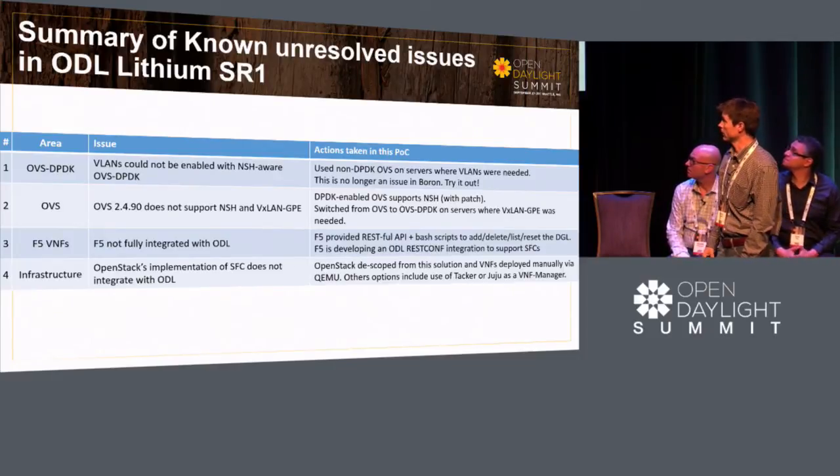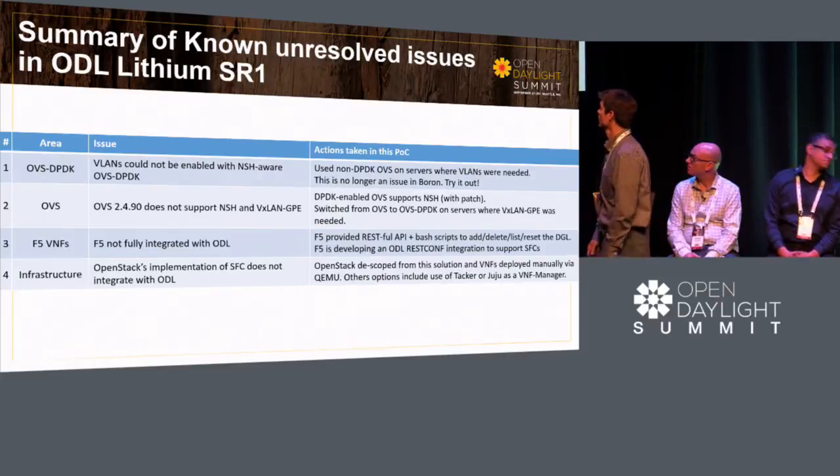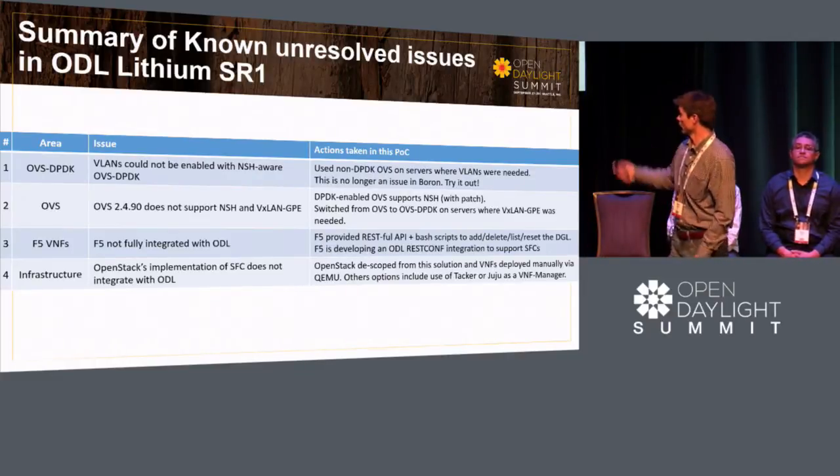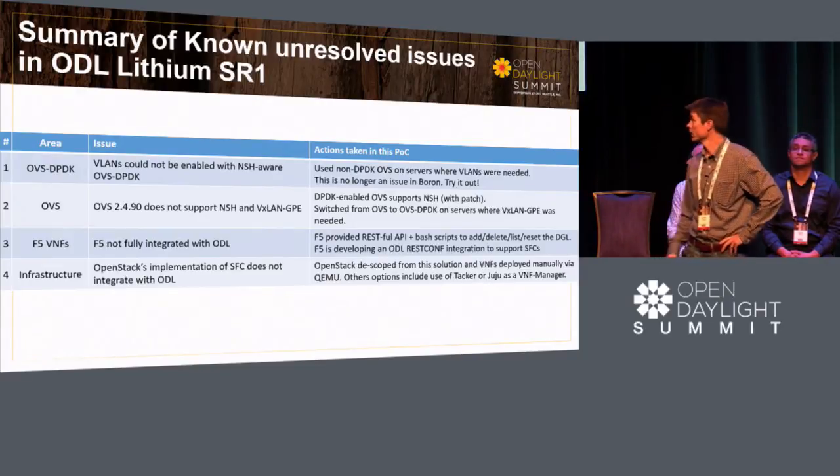Next one there, OVS 2.4.9 didn't support NSH and VXLAN DPE. So we used DPDK-enabled OVS that supported the NSH patch. And we switched to the different OVS versus OVS DPDK on the servers where we need to use VXLAN DPE.